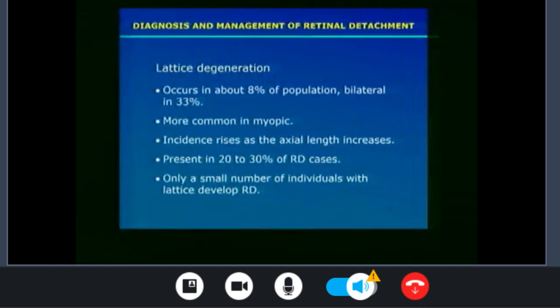So, if you have lattice degeneration in 8% of the population, this means that not all lattice degeneration can progress into retinal detachment, right? So it is wrong to do prophylactic treatment for lattice degeneration routinely. You don't need it, because not all of this lattice degeneration will develop retinal detachment. Only a small number of individuals with lattice develop retinal detachments. Therefore, we have to know what the indications are for prophylactic treatment of lattice degeneration.